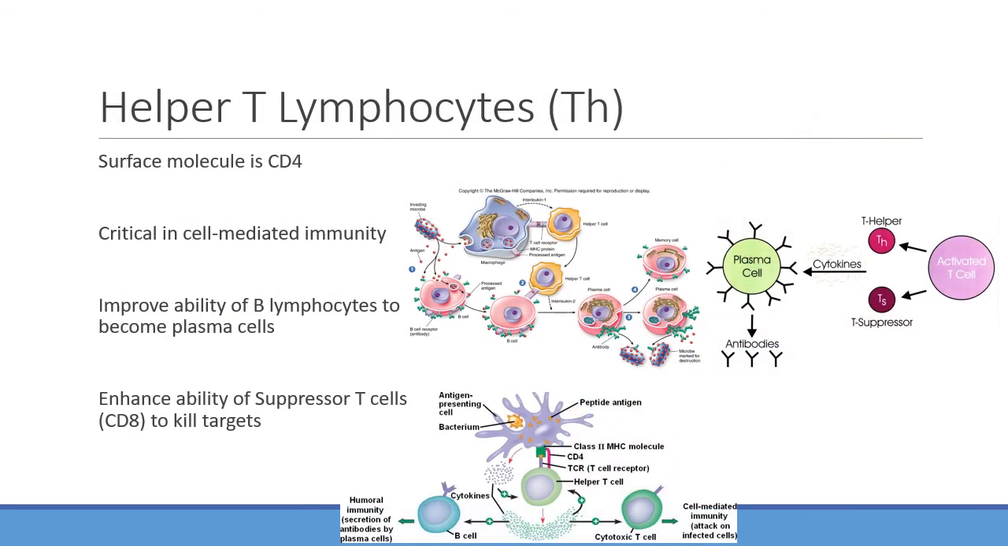Some better pictures here I'll show you in a second. But we also have our helper T lymphocytes. These are going to be considered our CD4 cells. Anyone know what disease state CD4 cells are really important for? You know, like viral infections. HIV is a big one, right?